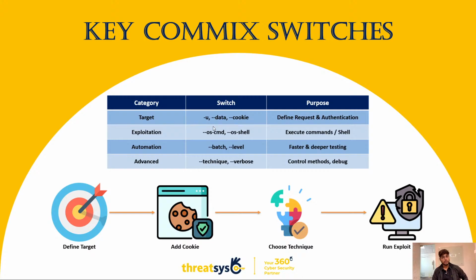Another one is --os-shell. Now this is very interesting. If the injection is confirmed, this switch attempts to spawn an interactive shell inside the vulnerable environment. Another one is --force-ssl. When we are working with an HTTPS target, this ensures Commix enforces secure communication. Another one is --batch. It is great for automation. It runs the tool without asking for user confirmation, perfect for scripts and repeated tests.